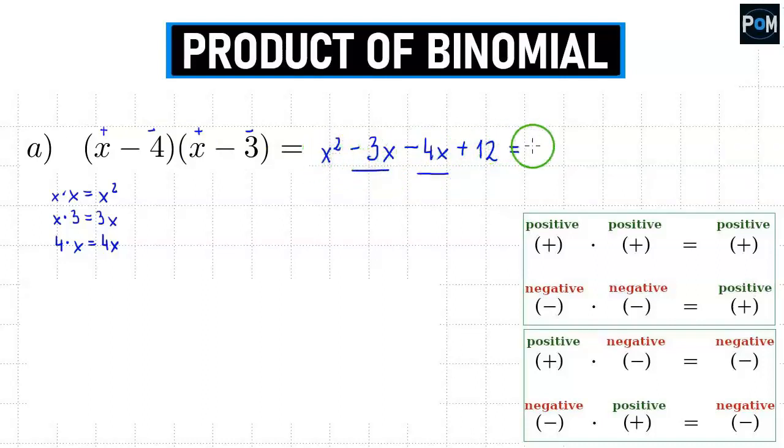X squared won't simplify with anything, so we write it as it is. -3x's and -4x's together make -7x's, and plus 12 copied over. That gives us the result for the first example.